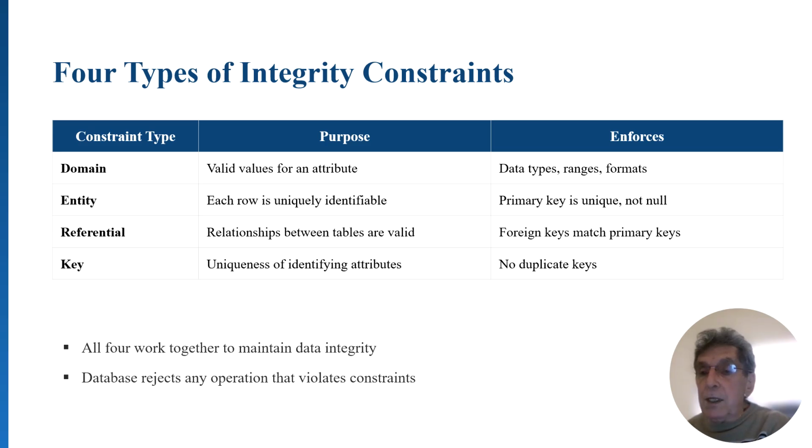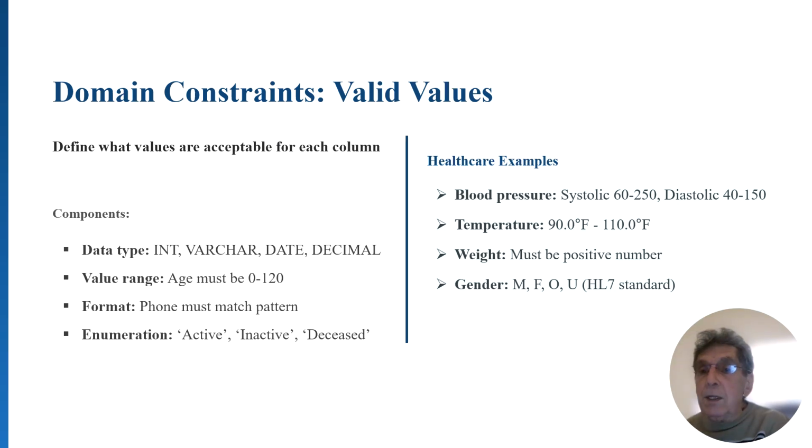Domain constraints validate individual values. Entity integrity validates row identity, and referential integrity validates relationships. Key constraints validate uniqueness. All right, let's look at each in a little more detail. Domain constraints. They define the valid domain, the set of acceptable values for each column in your database.